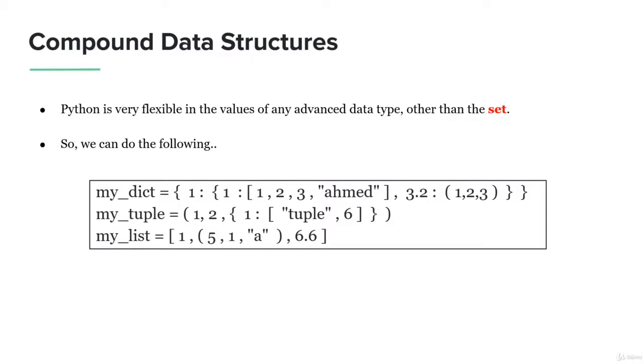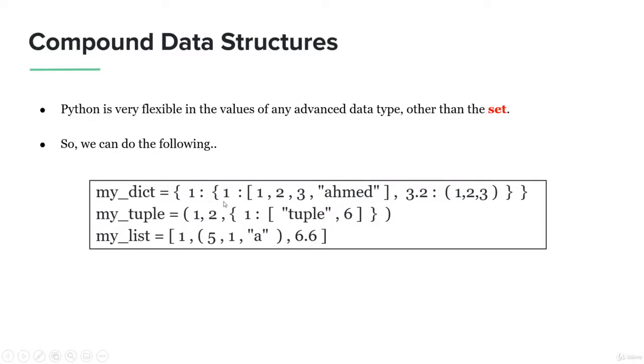Here we have a dictionary. How do we know that this is a dictionary? We have the curly brackets, right? And we have the colon to differentiate between the keys and the values. Here the first key is 1, and the value for this key is in fact another dictionary. This other dictionary is the value for this key.